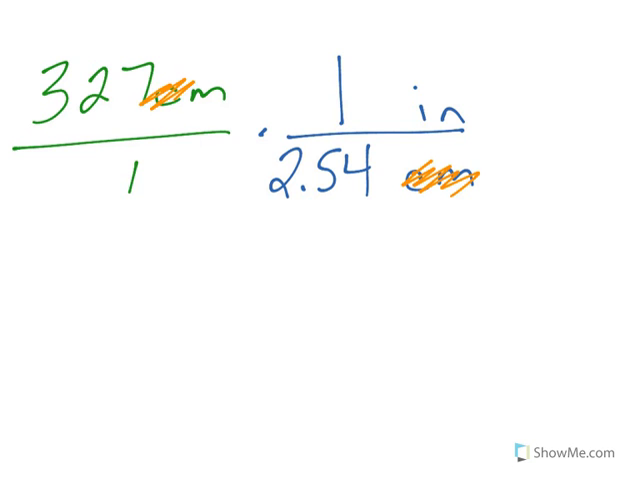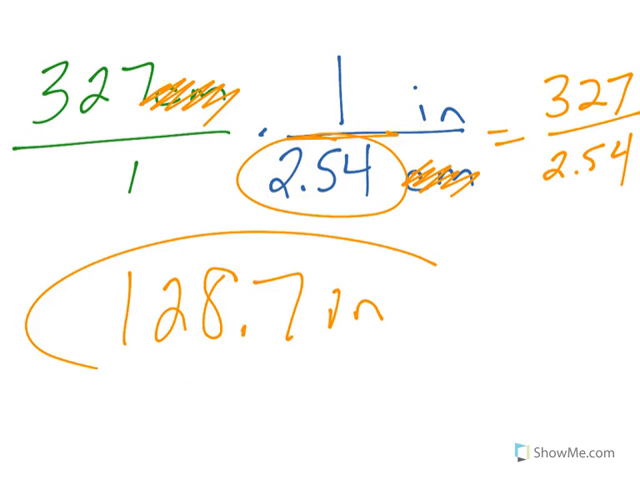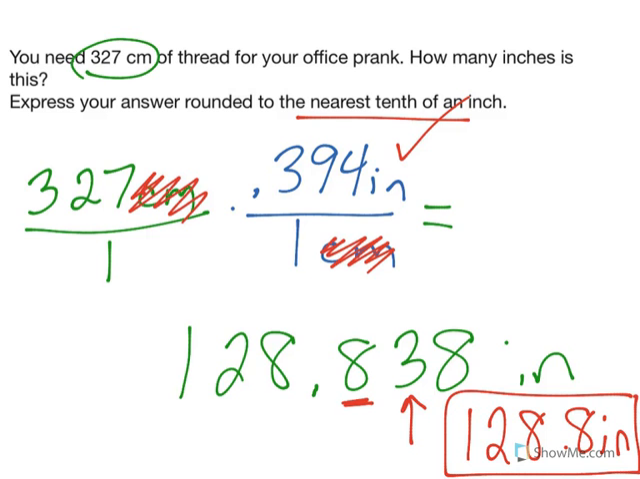Okay, so that allows our centimeters to go away. And now, because the 2.54 is in the bottom, we have to divide. So you're actually going to take your 327 and divide by 2.54, which will give us an answer of 128.7 inches. Now, you might say that's not that big of a difference, and you're right, it's not.